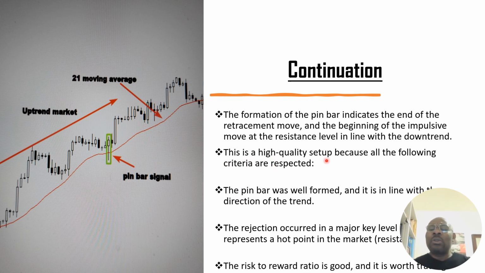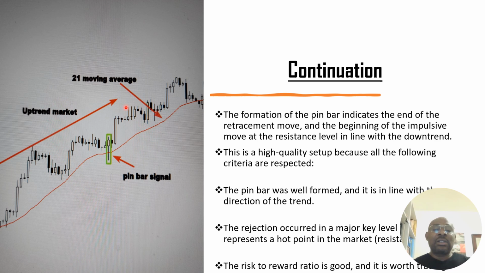This is a high quality setup because all the following criteria are respected. For example, the pin bar was well formed. This one was well formed and it is in line with the direction of the trend. What do we mean by direction of the trend? The trend is going up and the rejection came from the support level. There was rejection here from the support level.